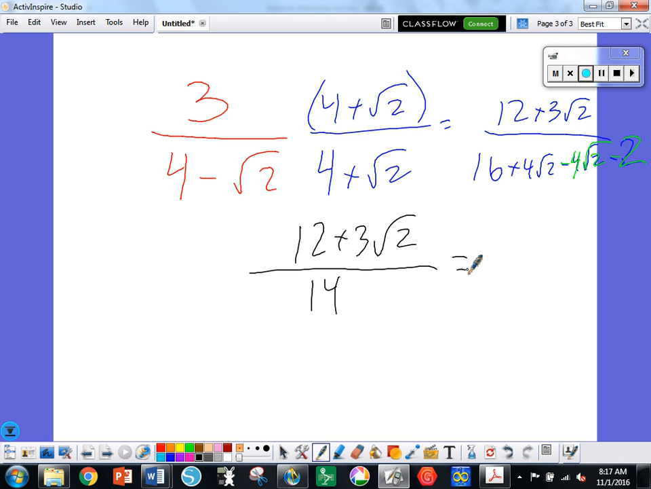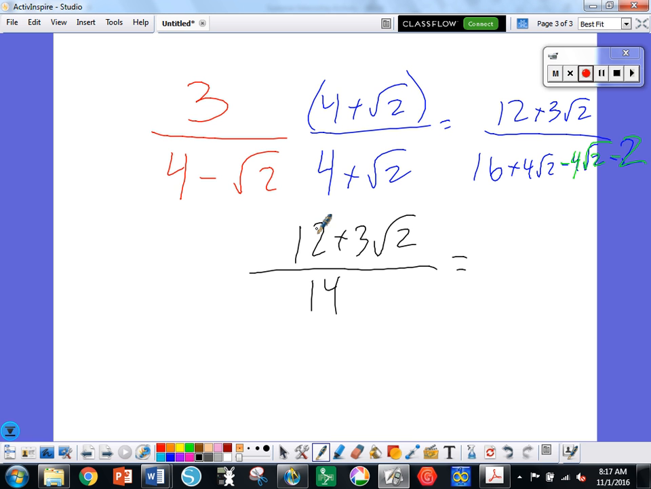That's mine, actually. Okay, so I cannot simplify. I thought I had it. But I was thinking this was a number that 14's in common as well. But it's 12, 3, and 14. So do they all have something in common? No, they don't.